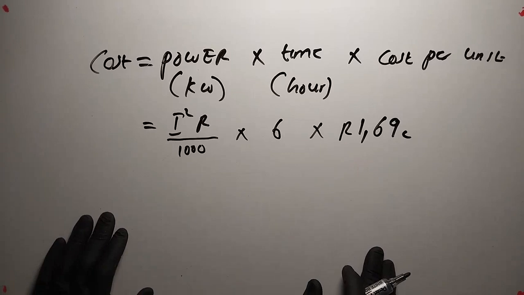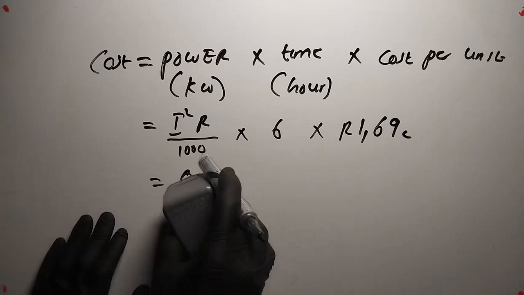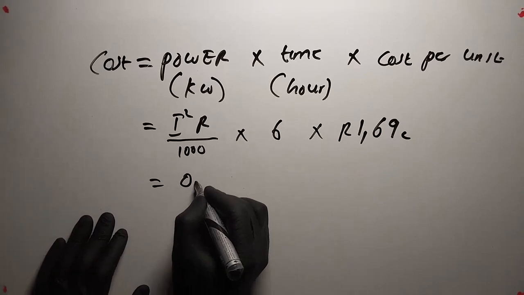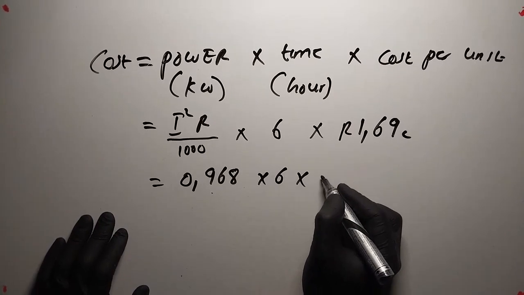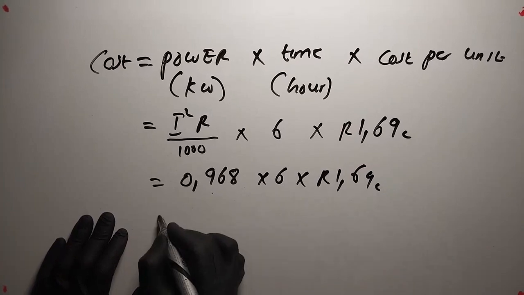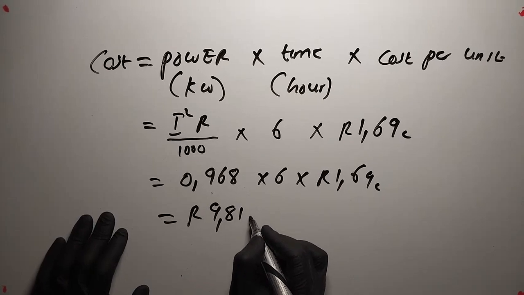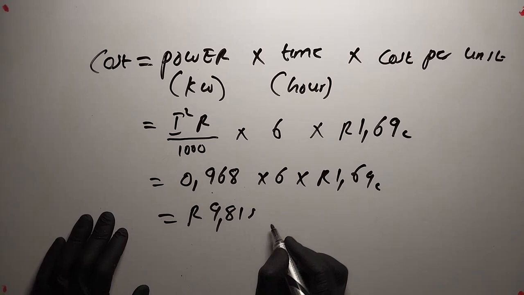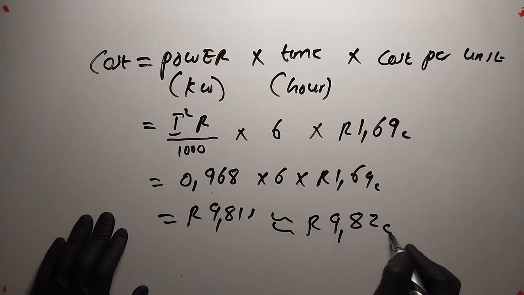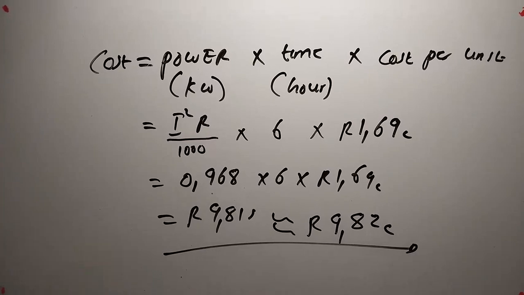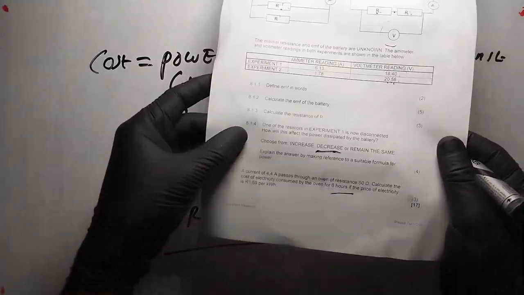So when you punch all this into your calculator, the power should give you 0.968, and therefore you say times 6 times R1.69, and the cost should be R9.81, which is the same as R9.82. Now that's the final answer. I hope you understand. And once again, thanks for staying with me. We finally finished the question.